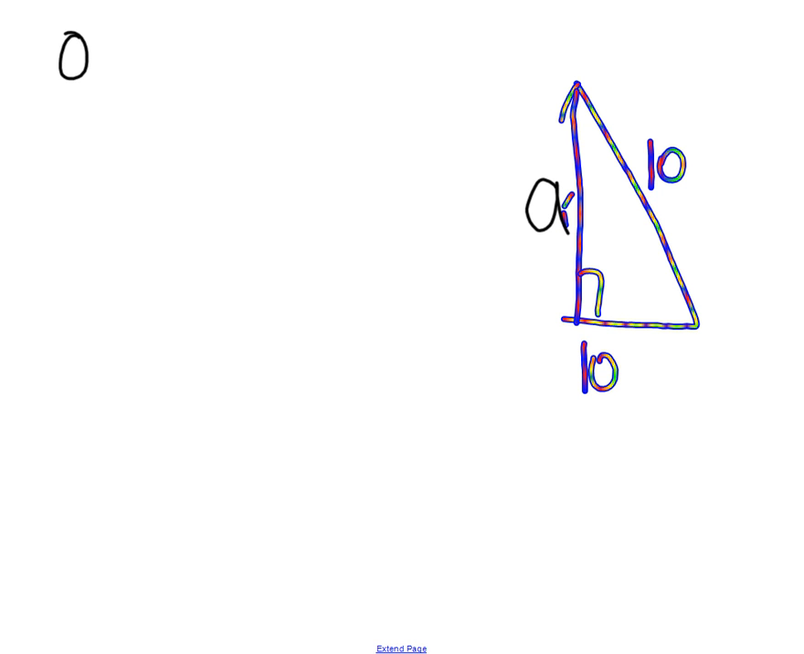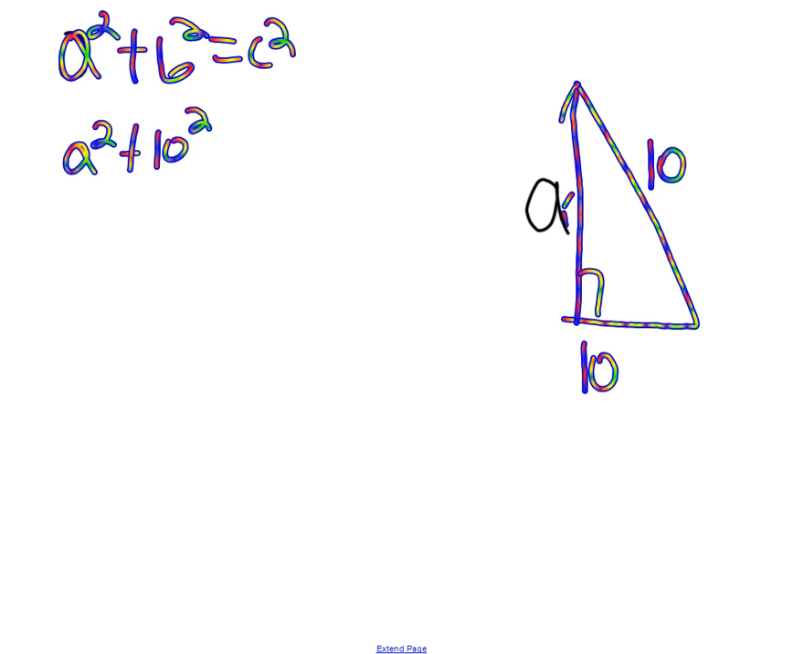So you're looking for A. A squared plus B squared equals C squared. And A squared stays the same. And C squared is 10 squared. Remember, B is not 10, it's half of 10, so B is 5 squared.